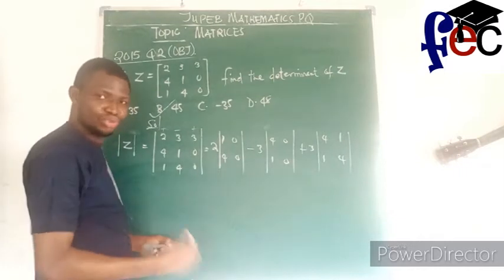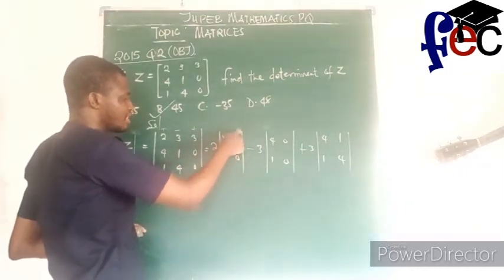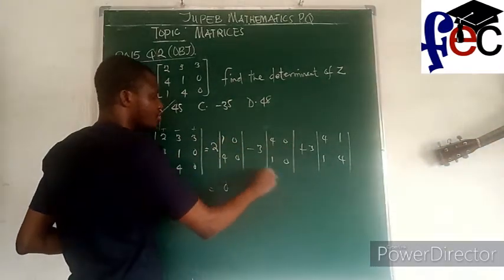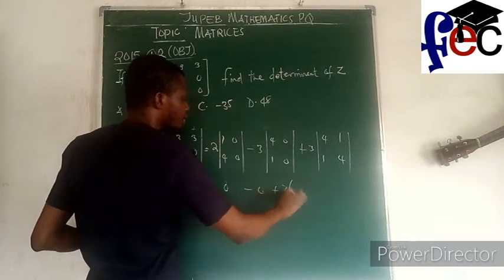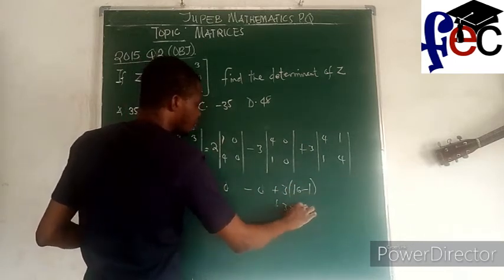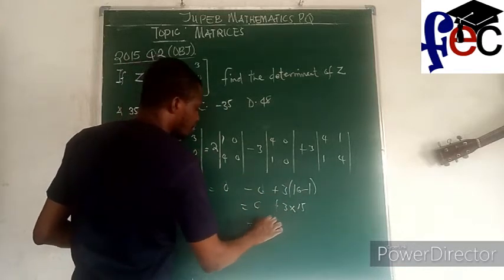Do you see something? I already know too that this will give me 0 because by the time I multiply this 0 and this will be 0. So I have 0. This will also give me 0. Then I have 3, 16 minus 1. This is 3 times 15. This is 0. And that's what? 45.